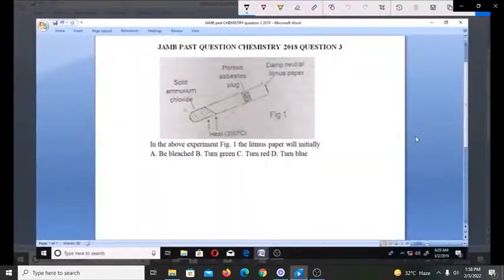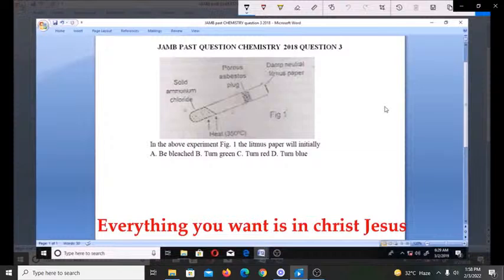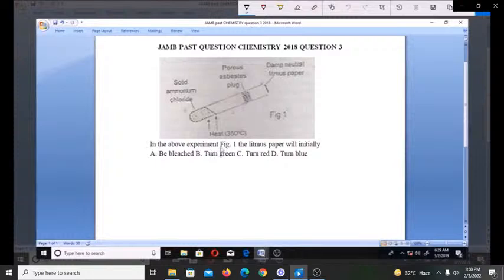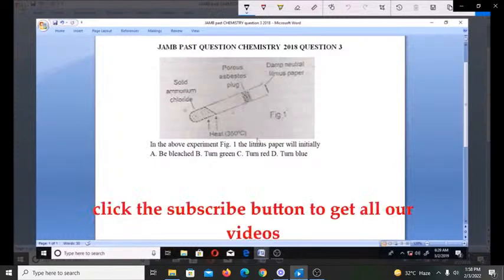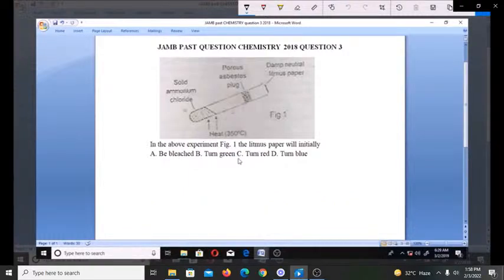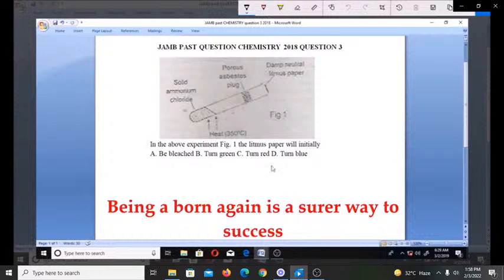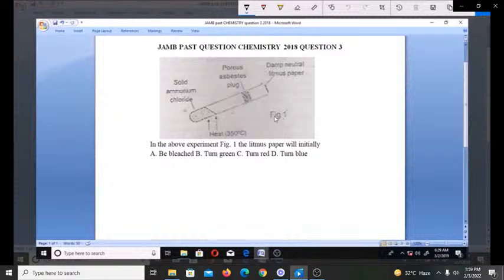Hello, welcome. Let's look at this JAMB past question, Chemistry 2018, question number 3. In the above experiments, Fig 1, the litmus paper will initially A. be placed, B. turn green, C. turn red, D. turn blue. So this is the actual experiment in this Fig 1.